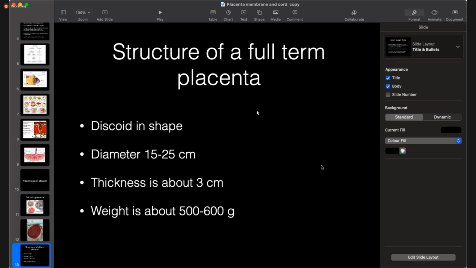Sometimes the placenta is very small, especially if there is IUGR, preeclampsia, or any kind of condition arising from placental insufficiency. Any problem with the placenta, it will be very small. Sometimes the placenta becomes calcified. Sometimes there is evidence of infection and abruption.